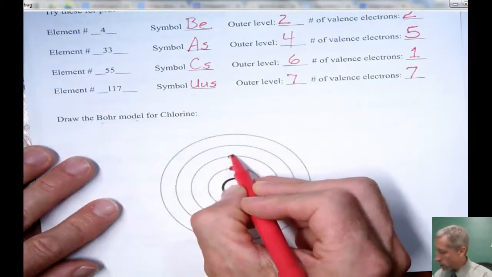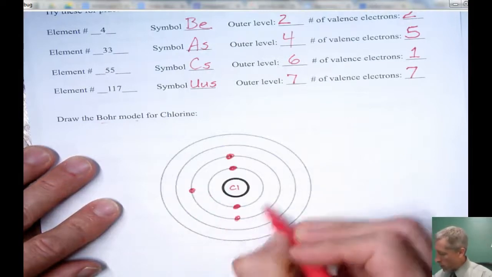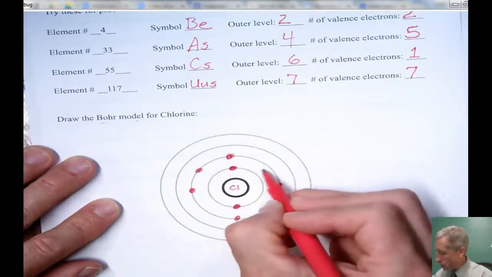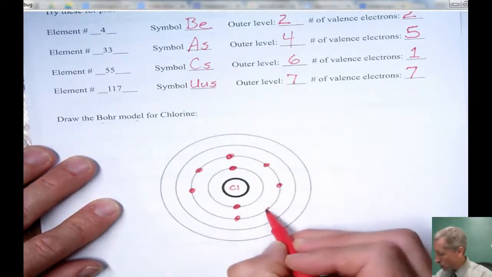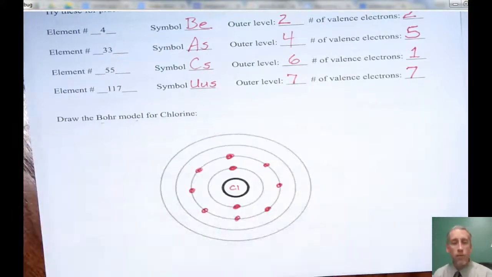Now what's the easiest way to draw 8? Well, you draw 1 on the top, bottom, left, and right, and then you just put 1 in between each of those to spread them out evenly. And that's an easy way to get 8 to fit around a circle like that.